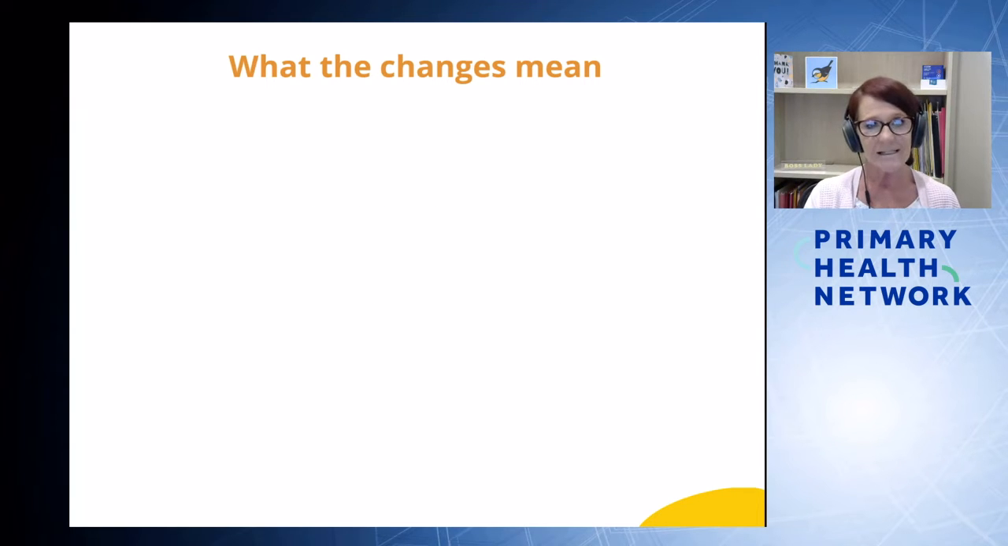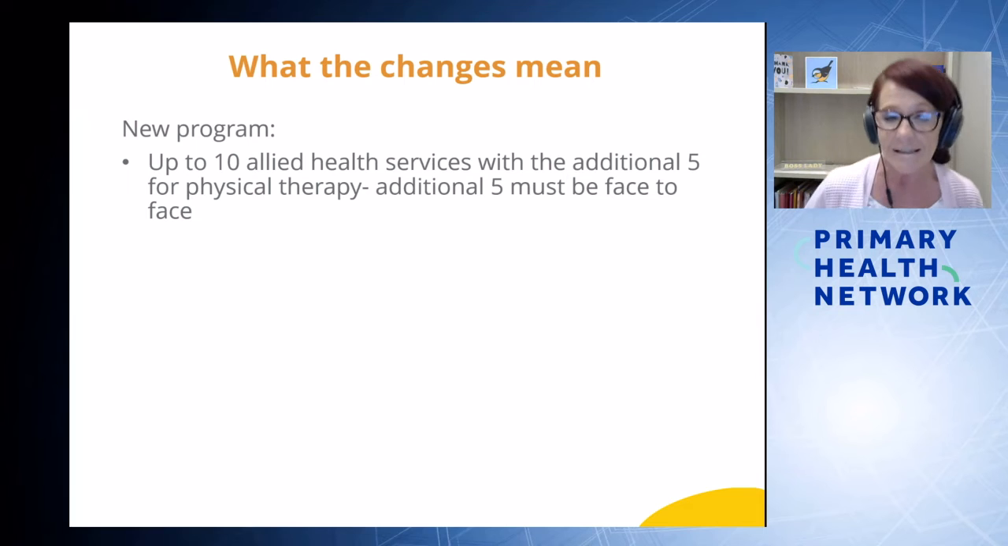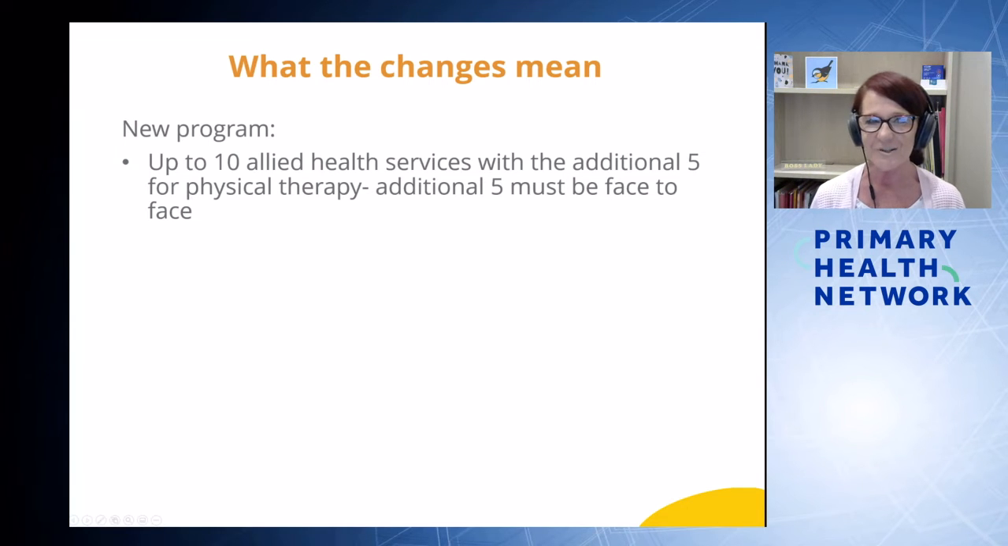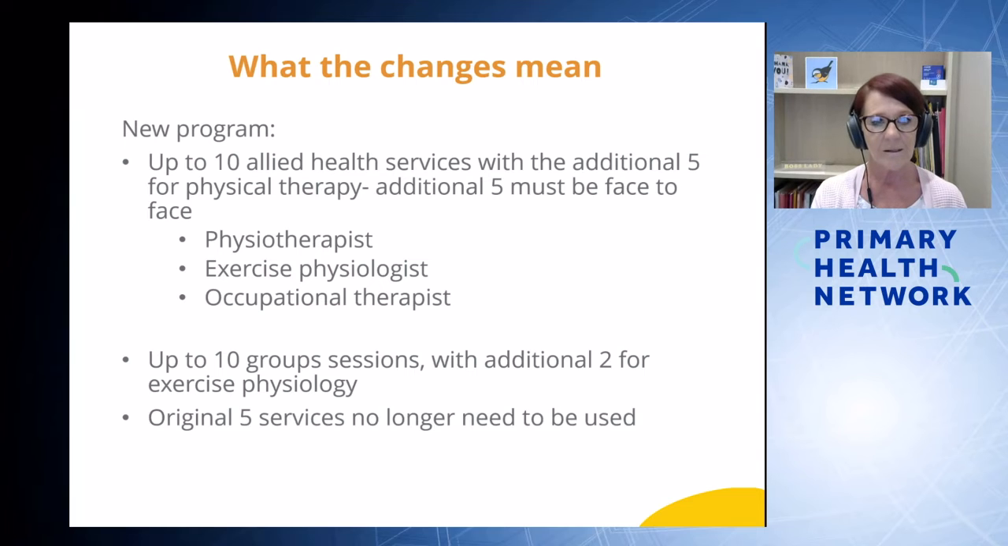With the new program, what the changes mean is that now, up to 10 allied health services with the addition of 5 physical therapies. So as I said, up to 10 for the calendar year. The first 5 can be of any service provision that you choose, but the additional 5 must be for physical therapy. And they include, as I said, the physio, the OT, and the exercise physiologist. Yes, so up to 10 sessions, 5 additional, with the original 5 no longer needing to be used first.